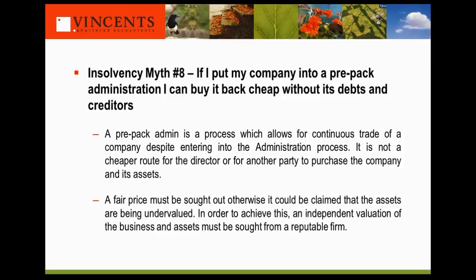Something else to note is that whilst a director may pay market value and set up a new company trading the same business, it doesn't absolve them of their duties to the creditors of the original company. And if they traded that company whilst insolvent, they can still be held personally liable for debts incurred during the time that it was insolvent and those that remain unpaid at the date of liquidation.